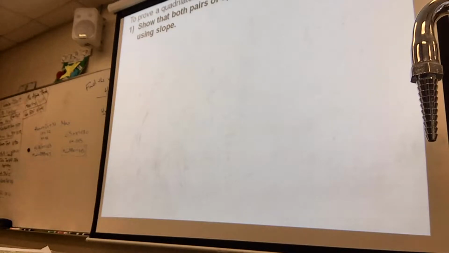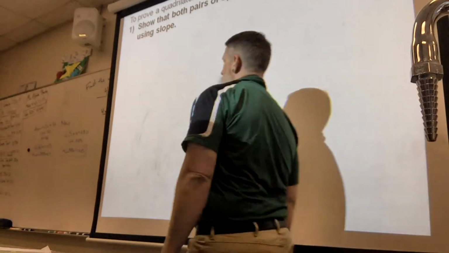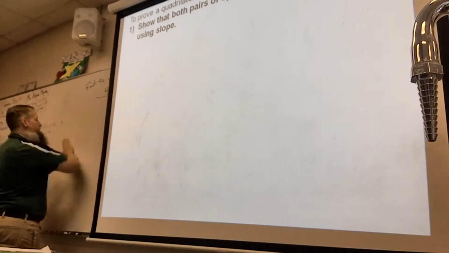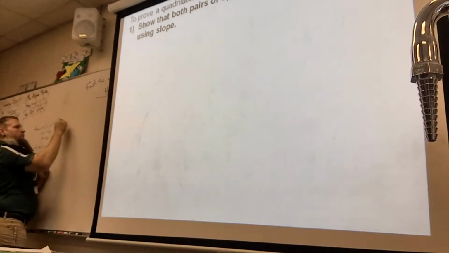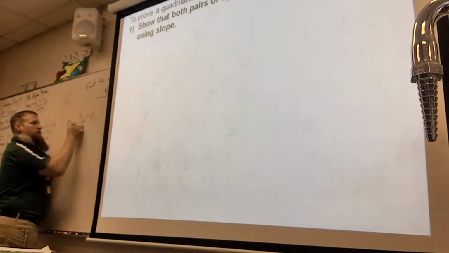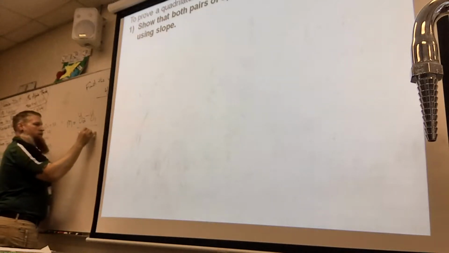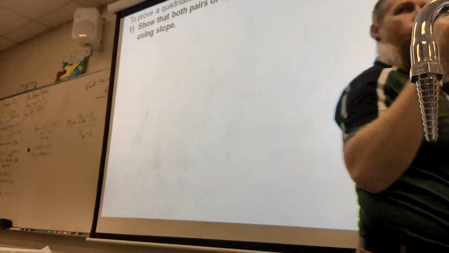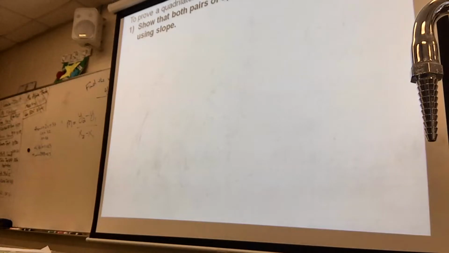Okay? And guys, if you forgot, your slope formula is y2 minus y1 over x2 minus x1 with the coordinates that they have. So you subtract your y coordinates, put it on top, subtract the x coordinates, put it on the bottom.